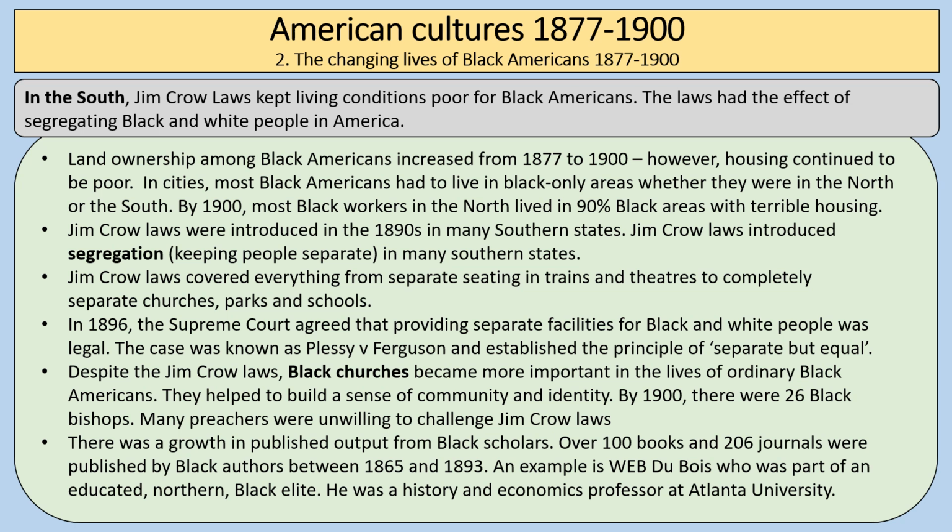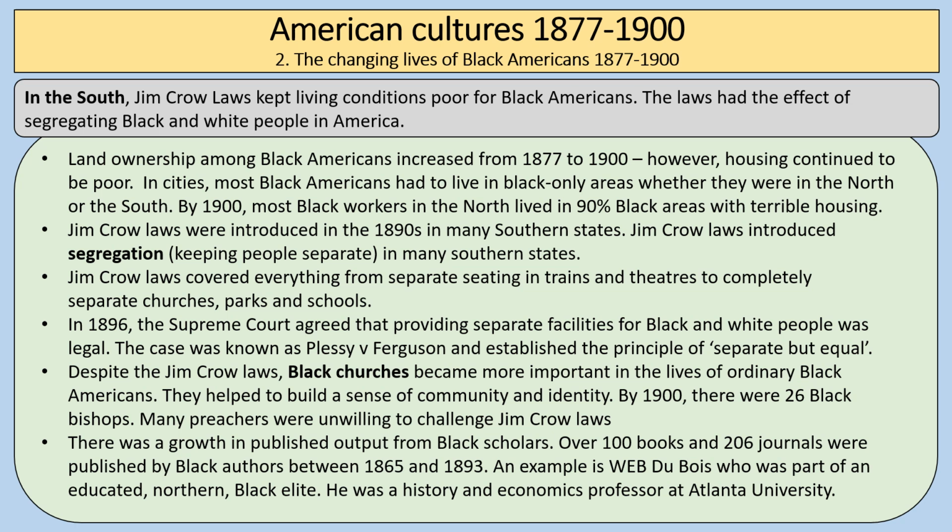In cities, most black Americans had to live in black-only areas, whether they were in the North or the South. By 1900, most black workers in the North lived in 90% black areas with terrible housing. Jim Crow laws were introduced in the 1890s in many southern states. Jim Crow laws introduced segregation in many southern states. They covered everything from separate seating in trains and theatres to completely separate churches, parks and schools.